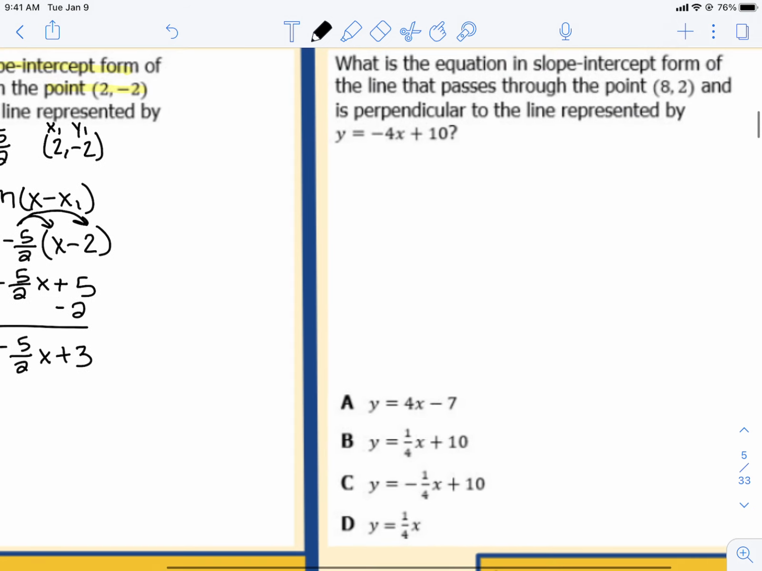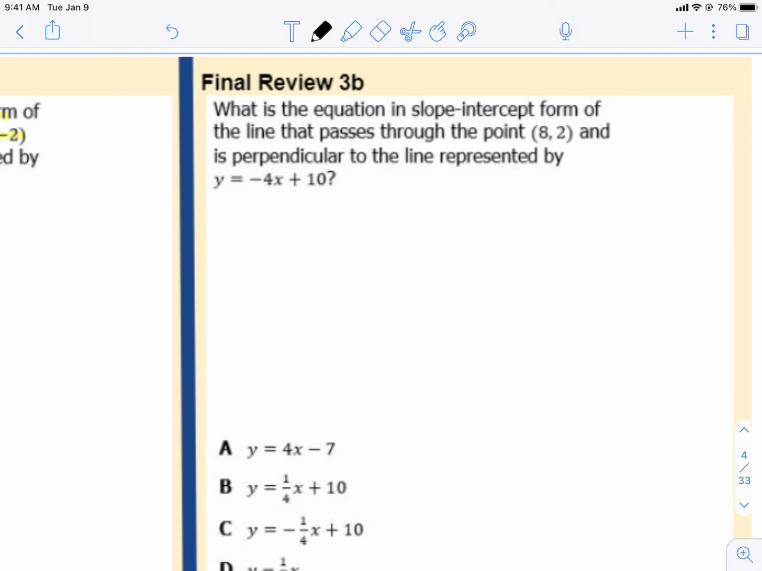Okay, looking at 3b, same question. What is the equation of a line in slope-intercept form of the line that passes through the point (8, 2), and it has to be perpendicular to the line represented by y equals a negative 4x plus 10. So the slope of this given line is a negative 4. A perpendicular slope would be a positive 1/4, and it has to go through the point (8, 2). So again, point-slope formula, we're going to plug it in and solve for y. So y minus y sub 1 is equal to m times x minus x sub 1.